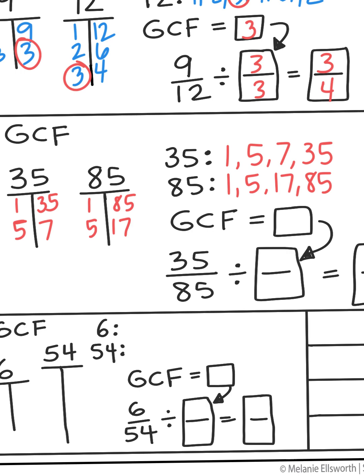Okay, so out of those, which factor is the greatest that they have in common? Exactly. So I'm going to write my GCF in my box. That is what I'm going to divide both of those by. So my reduced fraction is 7/17.